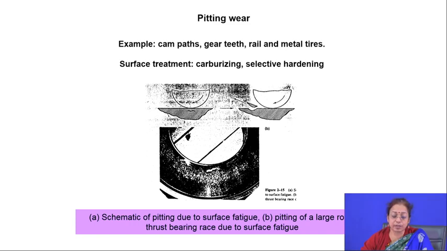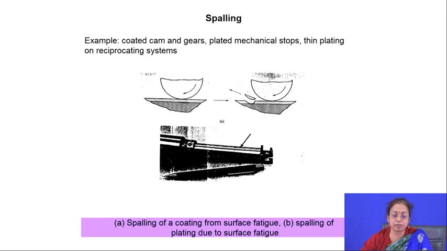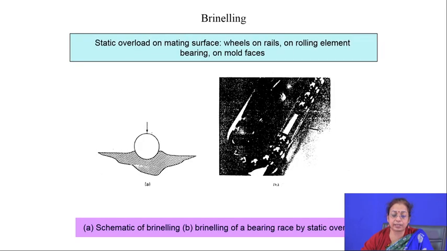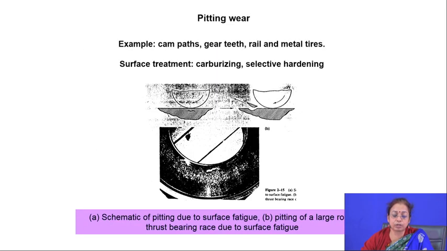In this particular case, we usually observe four different types of wear, or wear proceeds in four different modes. One is pitting wear, spalling wear, impact wear and brinelling. Now coming to the first type of wear, that is pitting wear. The common feature of all types of wear here is that in all cases the load is fluctuating in nature, and as a result, fatigue is the main mechanism for initiation of the damage during wear.